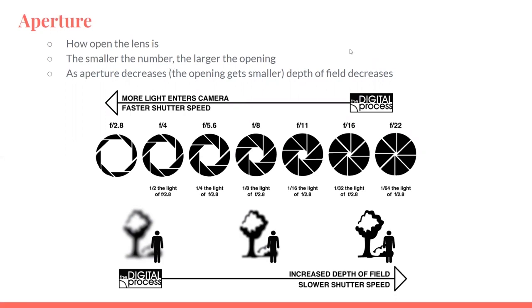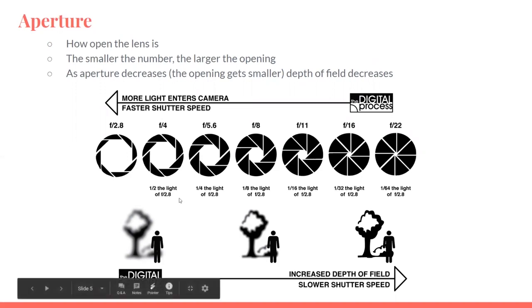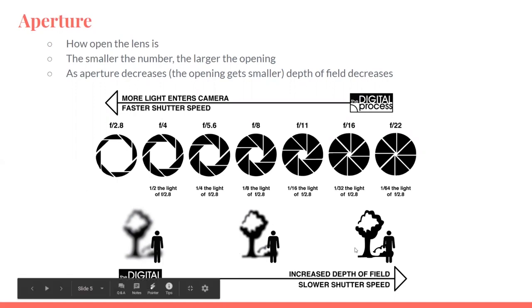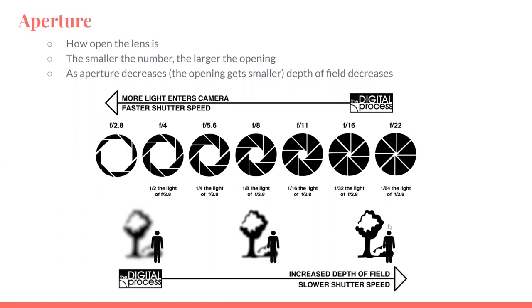As the aperture number increases and the opening gets smaller, the depth of field of the photo increases. You can see once again on the diagram. I'll talk more about depth of field in a few slides, but when there is a more open aperture, so a smaller number, there's less within the photo that is in focus because there's a smaller depth of field. So as the aperture gets smaller or the number gets larger, you get more objects and area in focus within the photo.